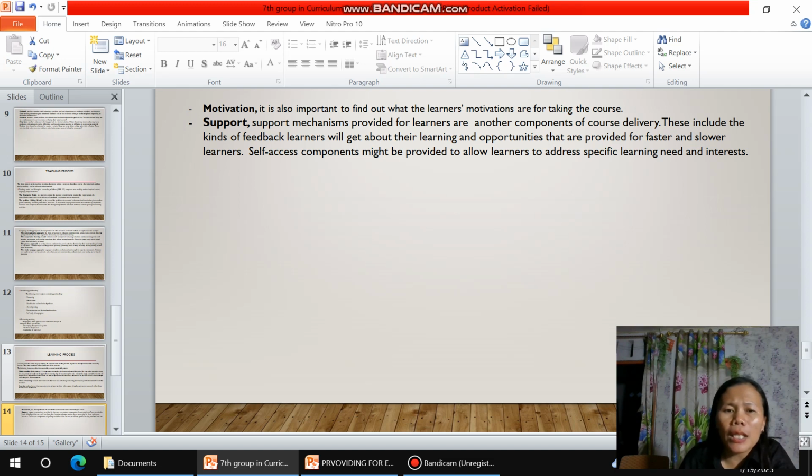These include the kinds of feedback learners will get about their learning and opportunities that are provided for faster and slower learners. Self-assessed components might be provided to allow learners to address specific learning needs and interests.